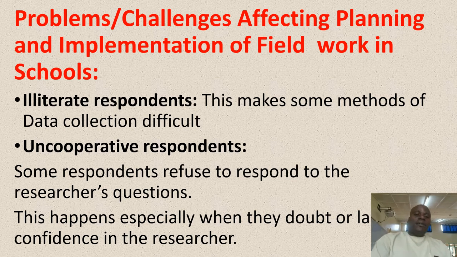Number one, illiterate respondents. Some respondents may not read and write, and this definitely will affect the method the learners will choose to use. For example, if the learners chose to use questionnaires, interview, and the respondent does not know the language the learners use, this will be a problem.